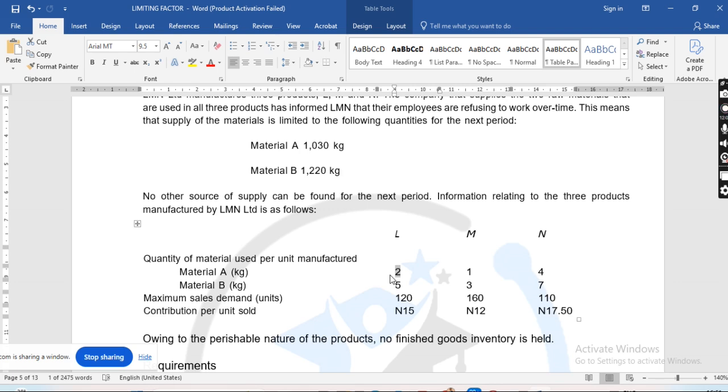You will use 2 kg for 1 unit. Then when you want to produce 120 units, how many kg will you use? It will be 2 times 120 units. We give you the total number of kg you will use to produce 120. Don't forget that maximum sales demand.